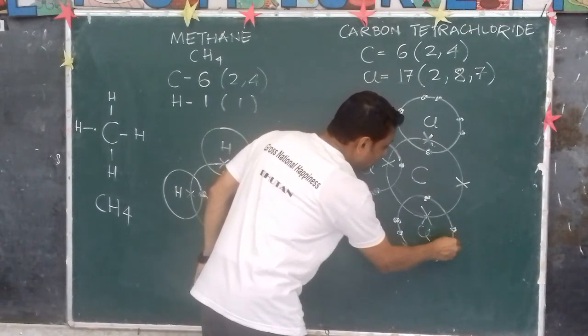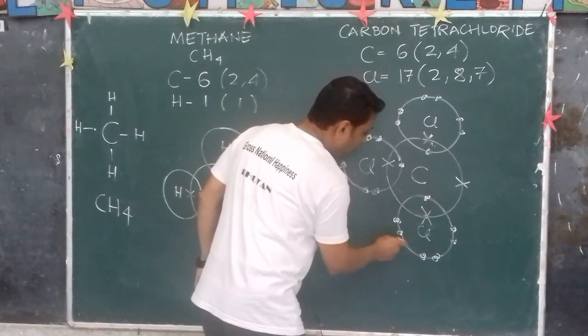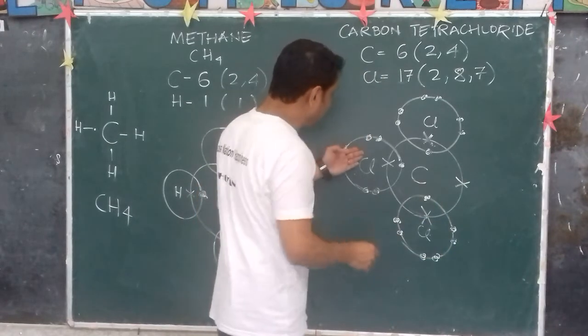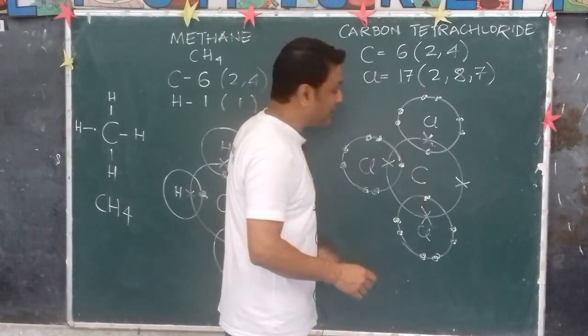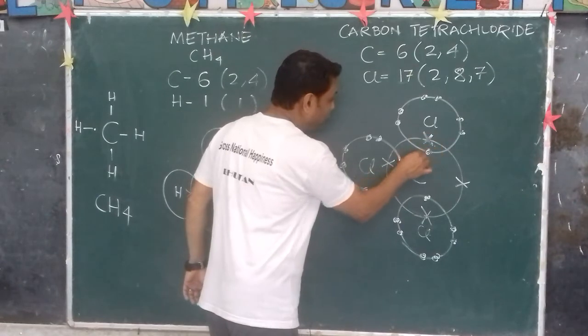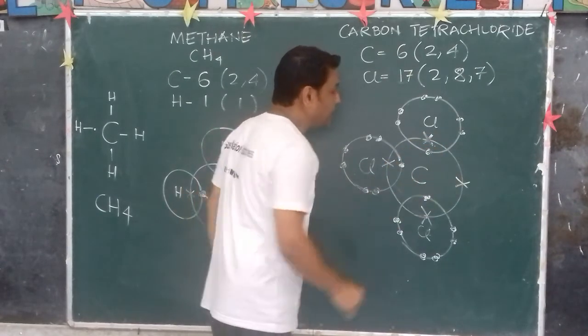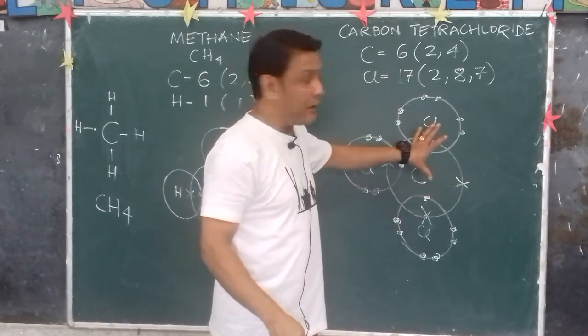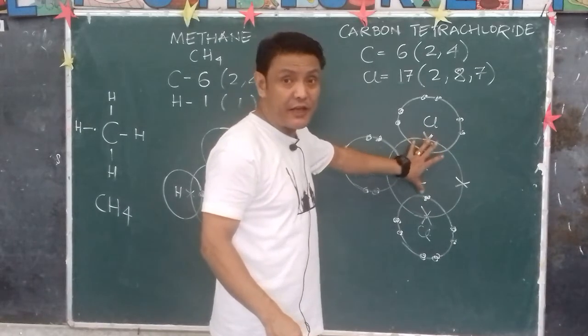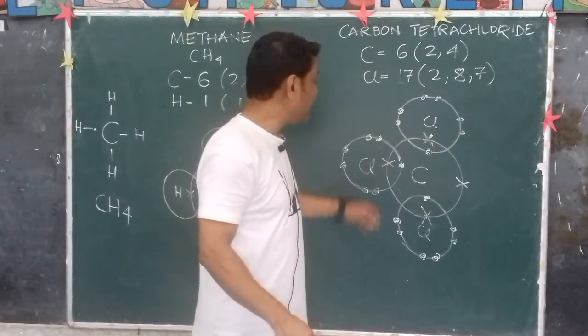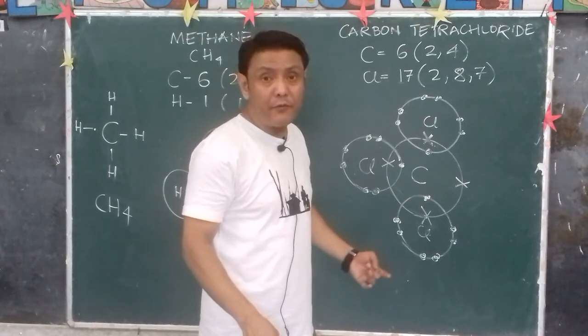So how many electrons will chlorine have again? 1, 2, 3, 4, 5, 6, 7 and 8. Similarly, 8. What about carbon? Carbon, let's count. 1, 2, 3, 4, 5, 6 and 7 electrons. Carbon will have 7 after sharing 3 electrons with chlorine. It needs 1 more. Where will it come from?